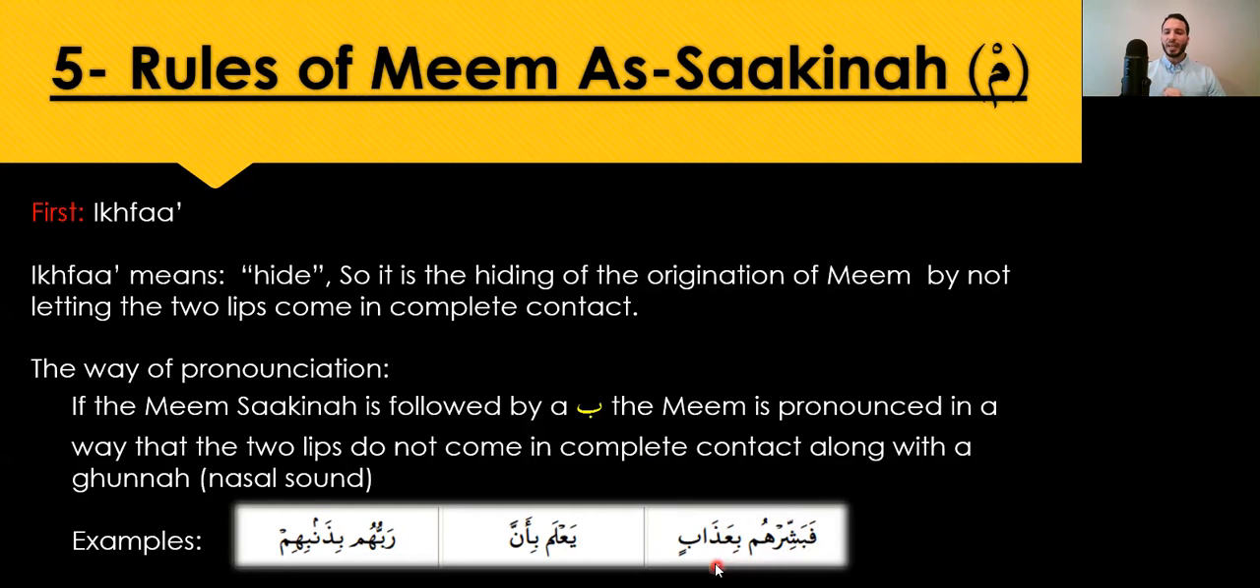فَبَشِّرْهُمْ بِعَذَابٍ, right? We can see that there's a Meem right here that has nothing on top or below. That's a Meem Saakinah, and it's followed by a ba. Once that happens, this Meem, I have to hide it. I hide it by not putting my lips together, and I add a nasal sound, a ghunna, with it. So it should sound as follows.